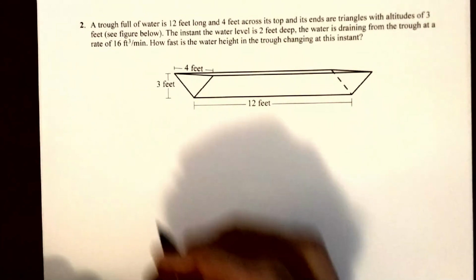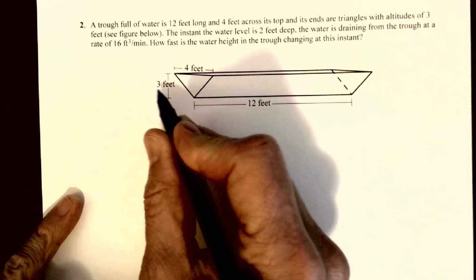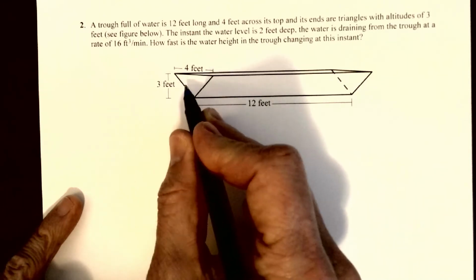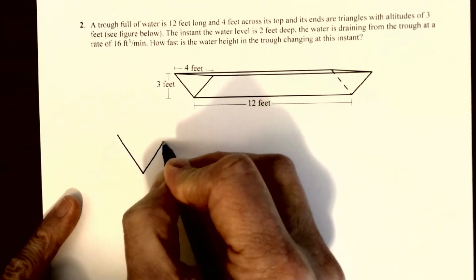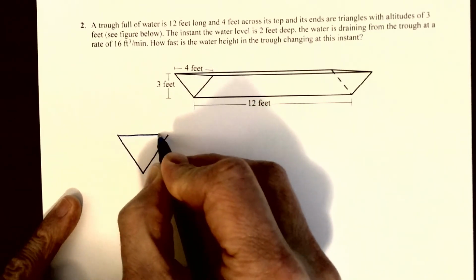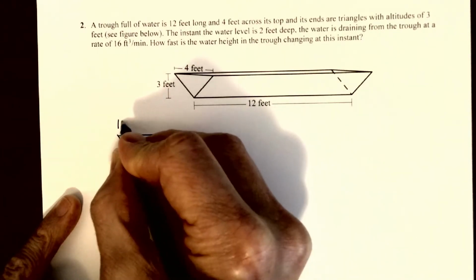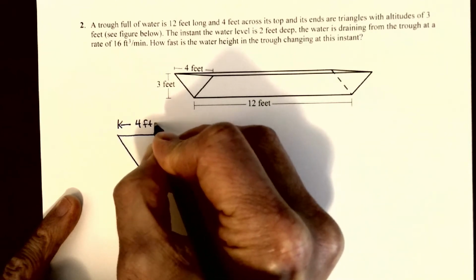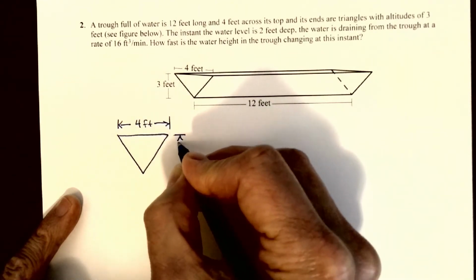Okay. Well, what I'd like to do is, first of all, draw a little diagram that shows if I'm looking towards the trough from this end, I'm going to see this triangle. I just want to look from that end and see what I have. I know that the width across the top there is 4 feet, so from here to here is going to be 4 feet. And then the altitude, the height of this triangle, is 3 feet.